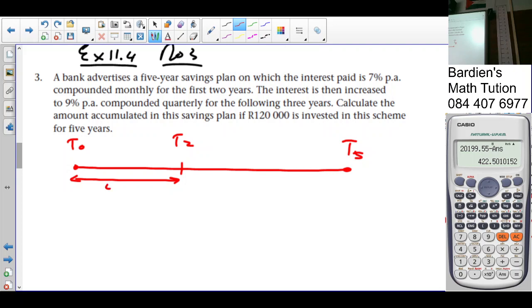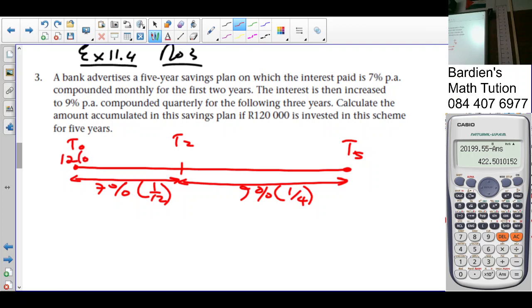Okay. So it's going to be 7% per annum compounded monthly. Then it changes to 9% per annum compounded quarterly. 120,000 Rand is deposited, so it's 120k there. They want to know what is the investment worth after 5 years. So we need to consider 120,000 Rand for 2 years.